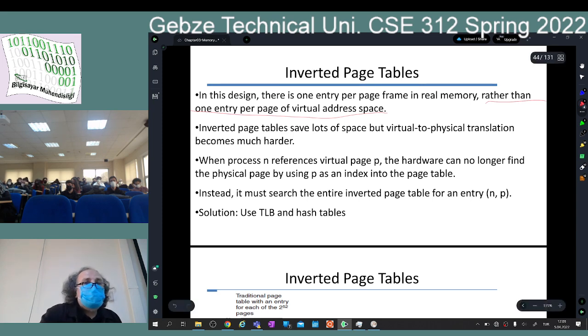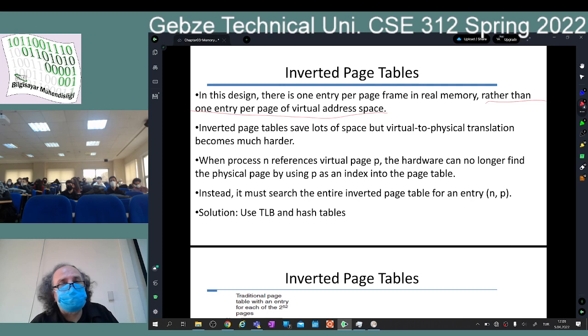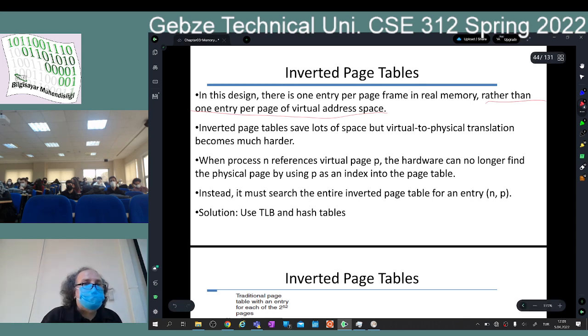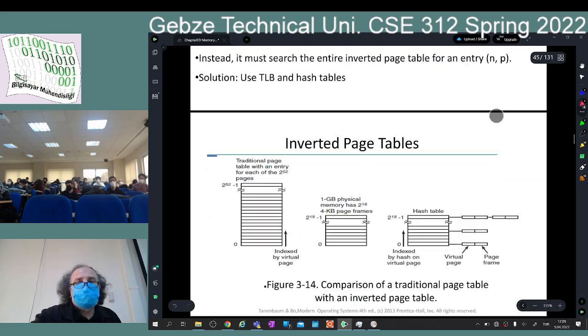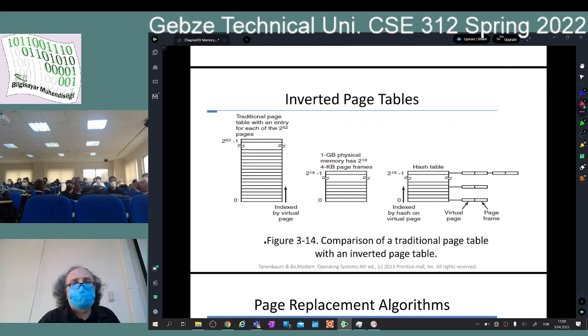Okay. When a process references virtual page P, okay, the hardware can no longer find the physical page by using P as an index. So array lookup is not possible anymore. Instead, we must make a search, and that search is going to be done by hashing. Okay, so that's the inverted page table idea.